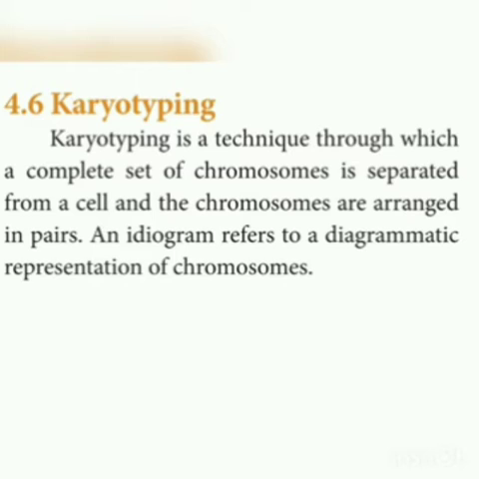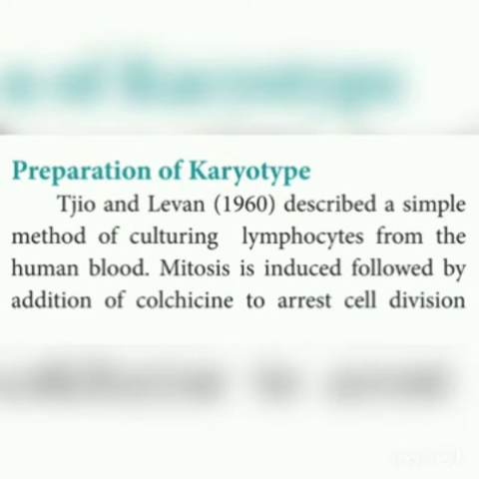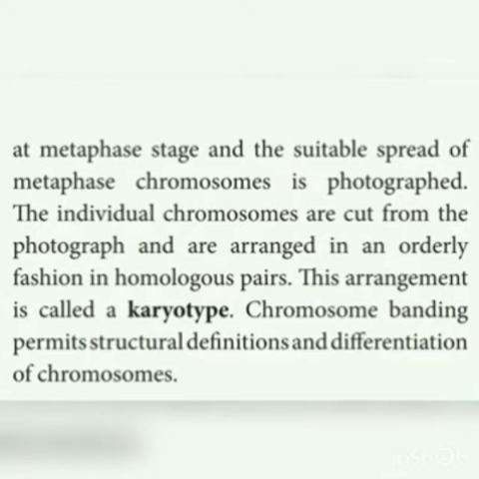In 5-mark it is asked. Karyotyping is a technique through which a complete set of chromosomes is separated from a cell and the chromosomes are arranged in pairs. So how can you prepare this karyotype? Karyotype can be prepared by culturing the lymphocytes from human blood. So mitosis is induced, followed by the addition of colchicine to arrest the cell division at metaphase stage. And then a suitable spread of these metaphase chromosomes is photographed, and individual chromosomes are cut from the photograph and are arranged in an orderly fashion.